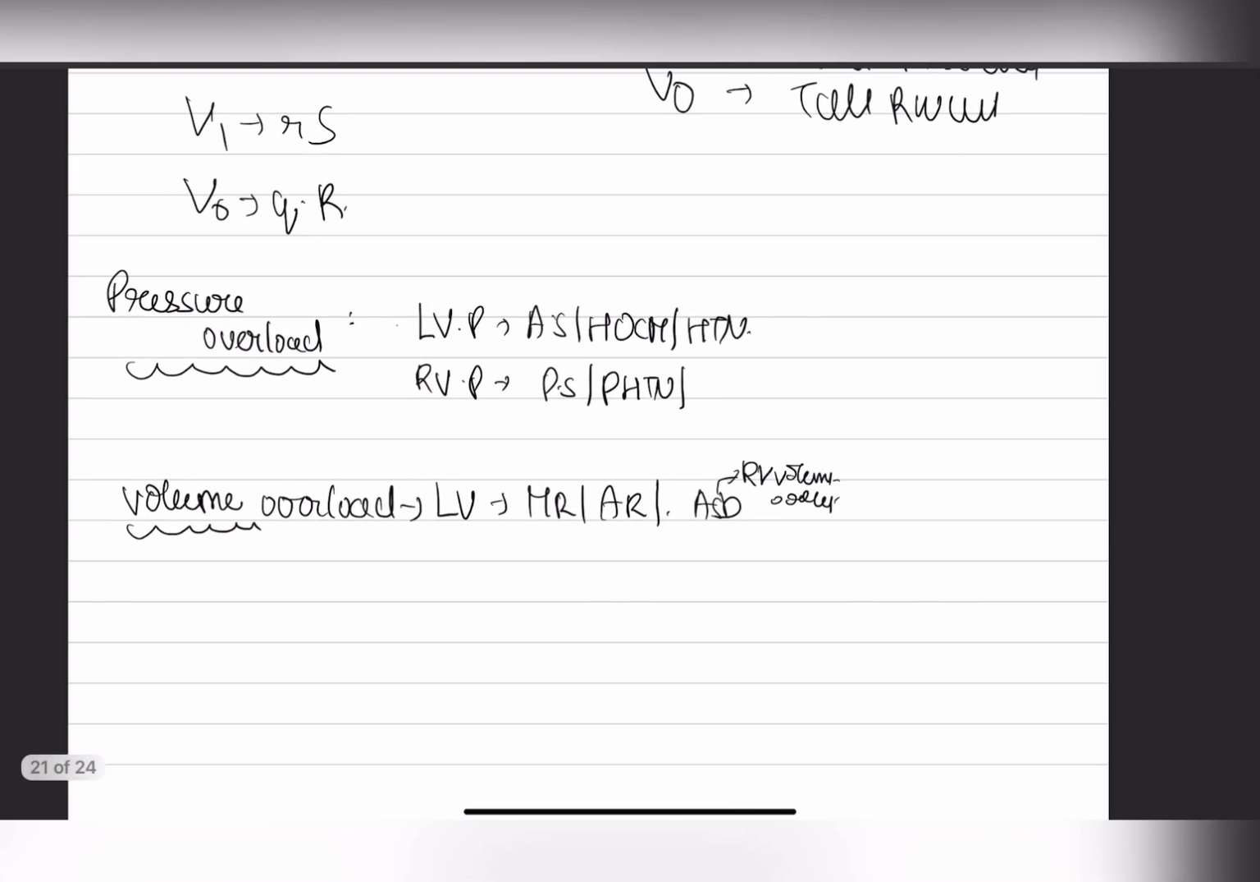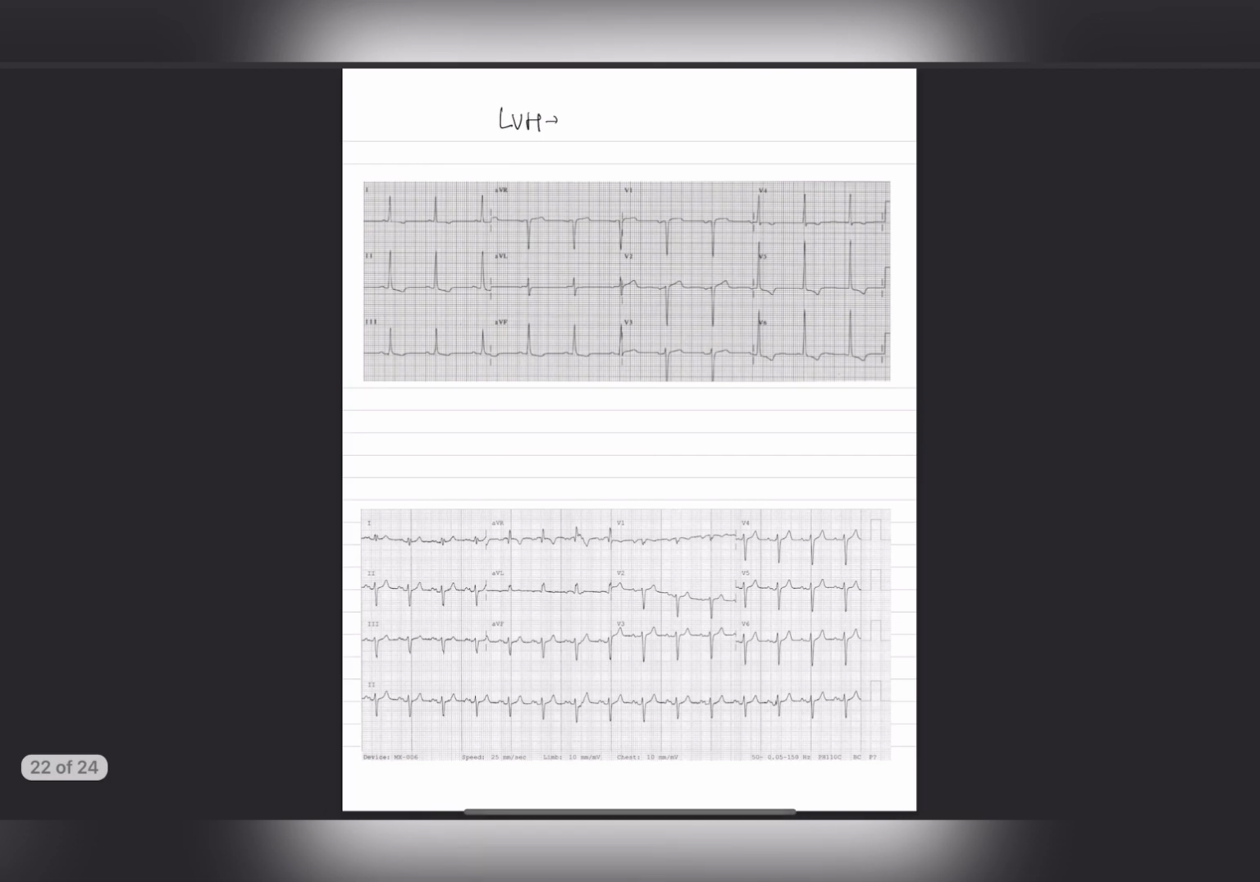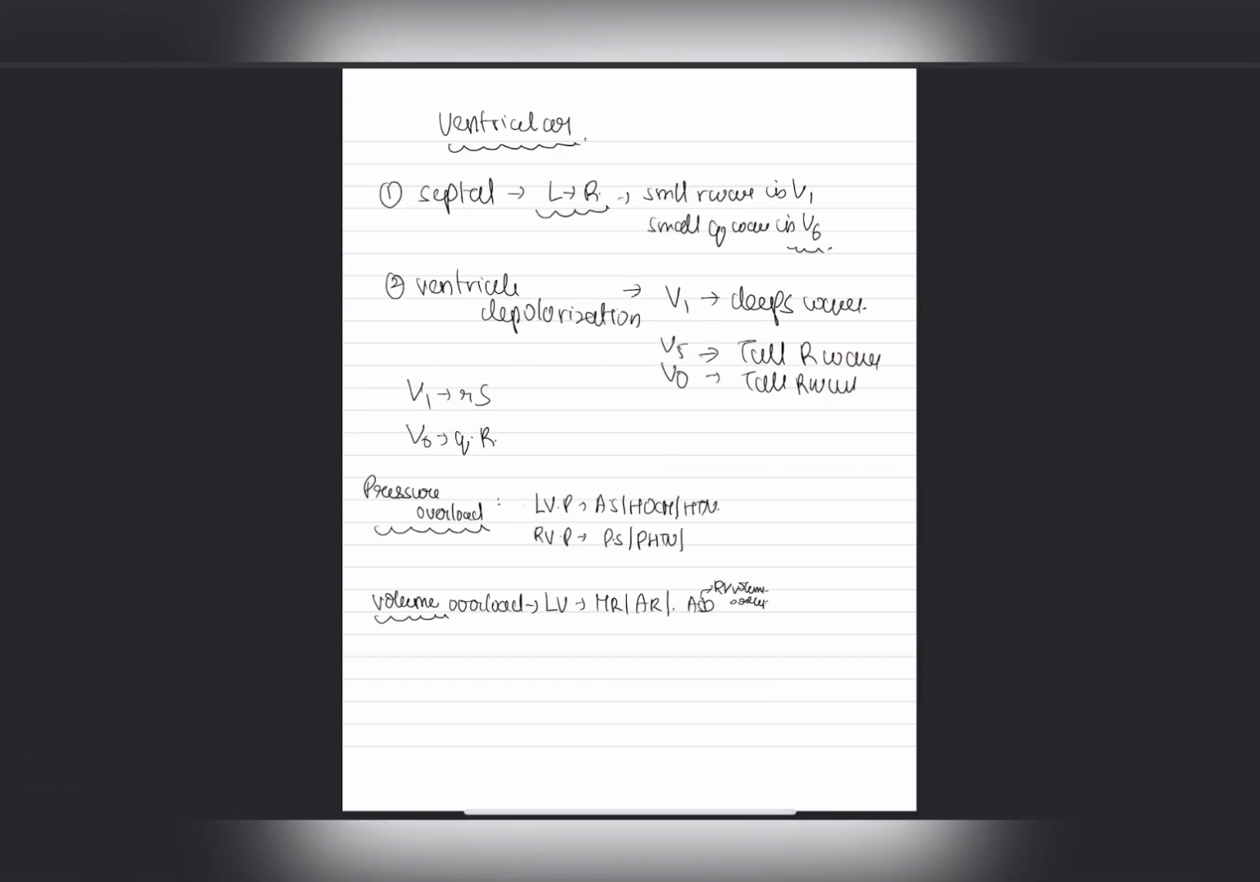Before jumping into the ECG findings, we have to know what the secondary changes are and what the primary changes are. Consider an RBBB, we know that we will have ST changes like this, whereas in a CAD we will have changes like this. So this is the primary STT change and this is the secondary STT change.